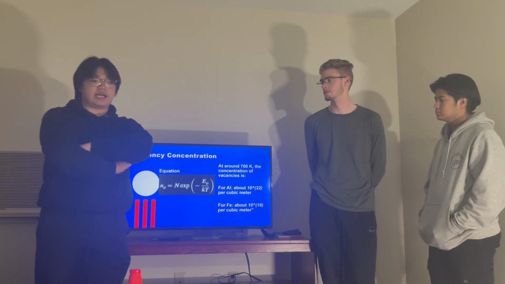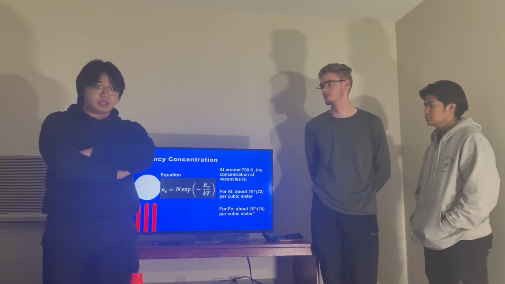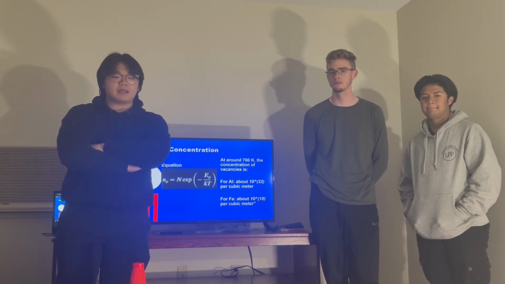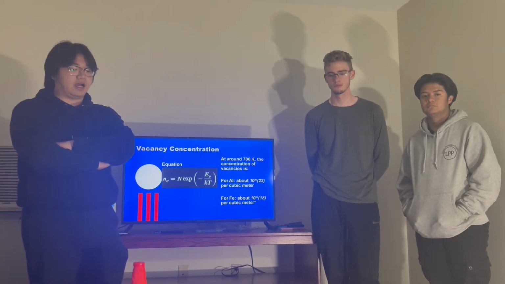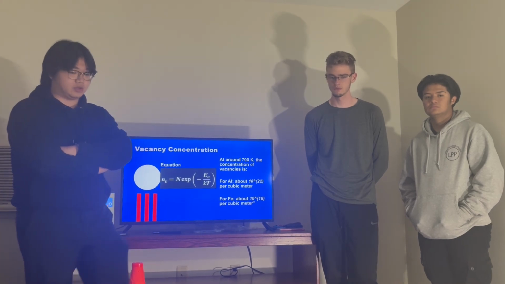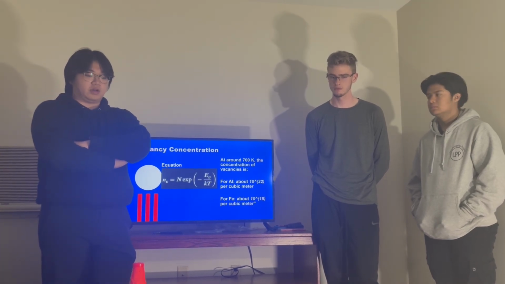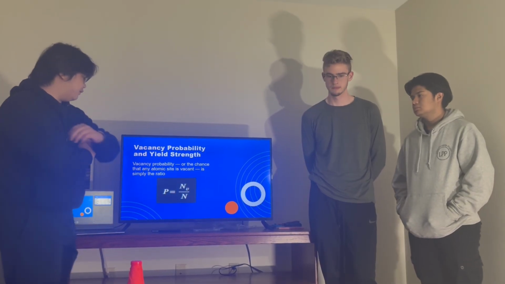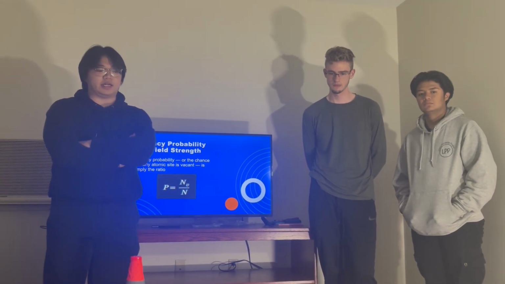And what that means is that although iron is going to be more stiff, or aluminum is going to be more weak per se, aluminum is going to have higher magnitudes of vacancy at the same temperature as iron. And so one of them would be easier to break, one of them would be harder to break, which is just iron and aluminum. And now vacancy probability and yield strength.